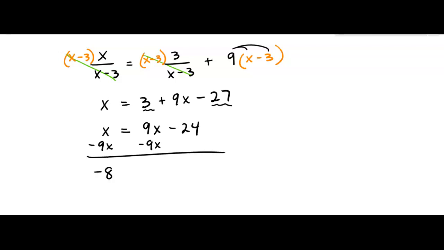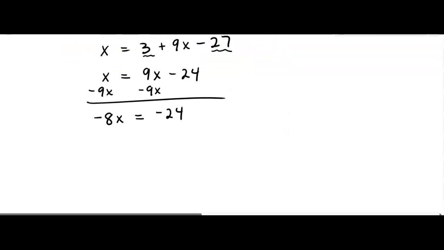And I get negative 8x equals negative 24. So just be careful with your negative signs. Take your time. Don't rush through it. And then I'll divide it by negative 8. And I get x equals 3.